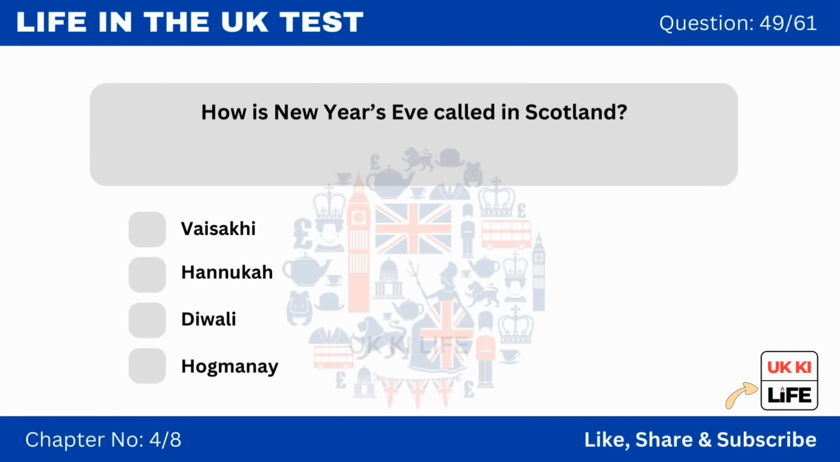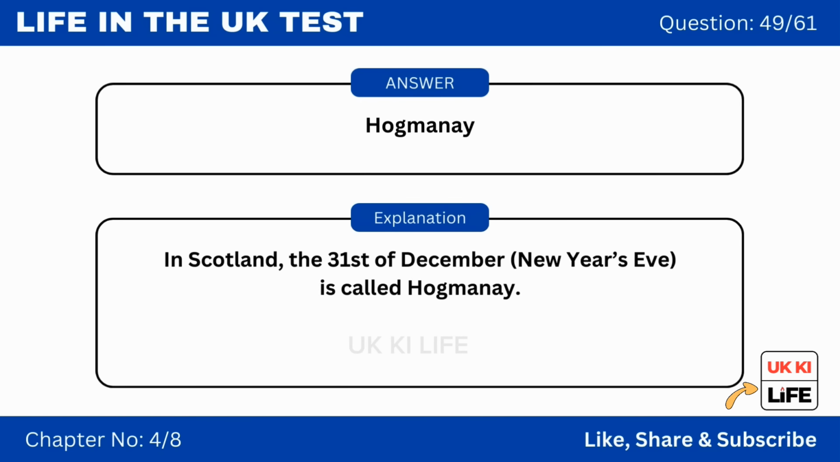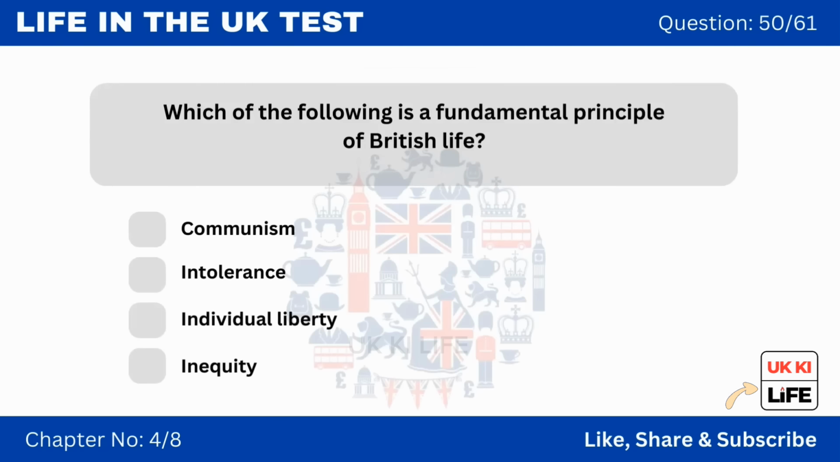The correct option is D. Explanation. In Scotland, the 31st of December, New Year's Eve, is called Hogmanay. Question 50. Which of the following is a fundamental principle of British life? Communism, intolerance, individual liberty, inequity.